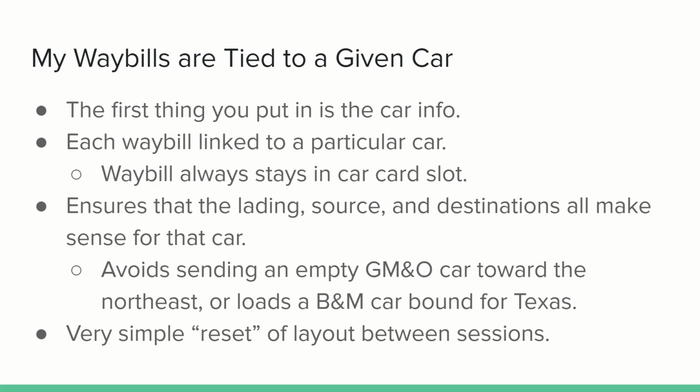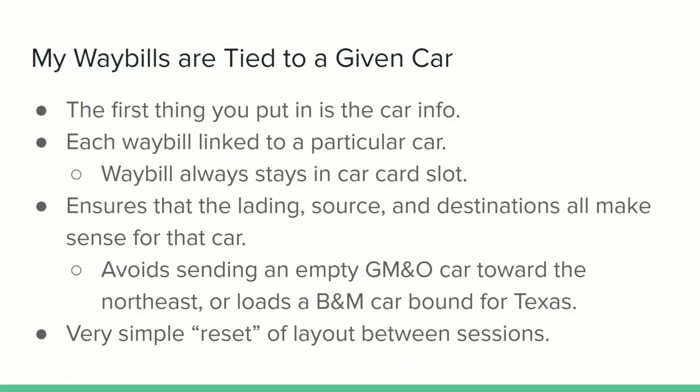And so that one waybill will always stay in that particular car card slot. It does this by tying waybills to a given car. It helps to ensure that the lading, the source, and the destinations all make sense for that car. So, for example, you're not going to take a GM&O car that's empty and head it toward the northeast, because my layout's set in western Pennsylvania, so it shouldn't be sending that car to the northeast. It should be sending it south.